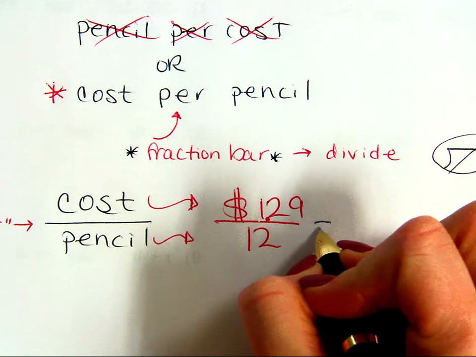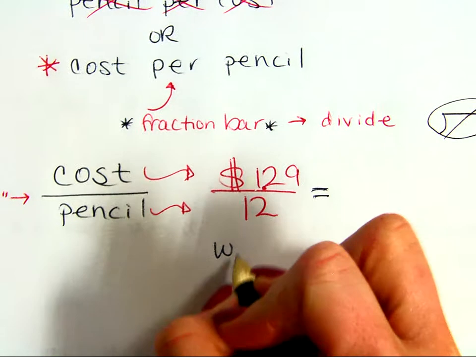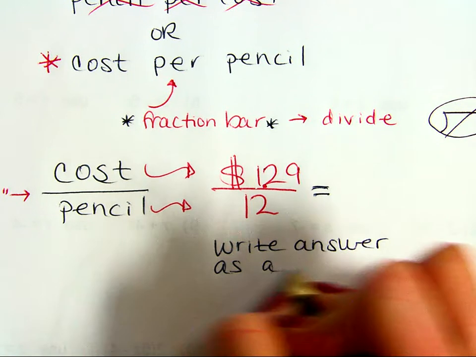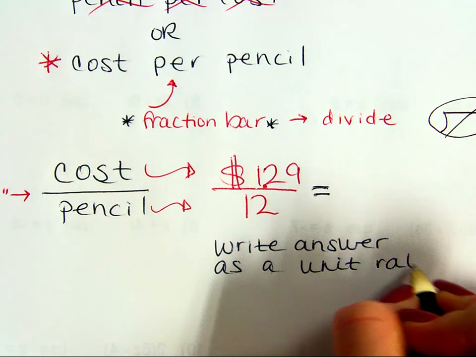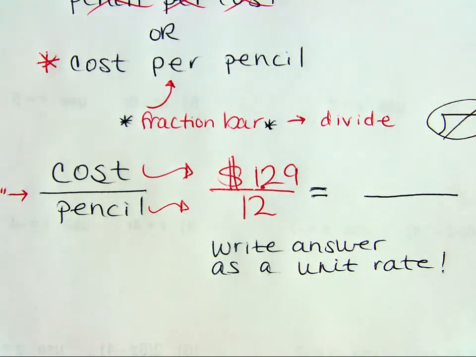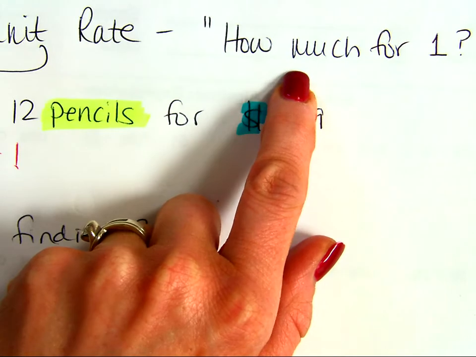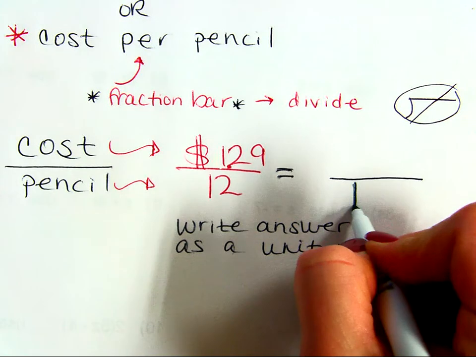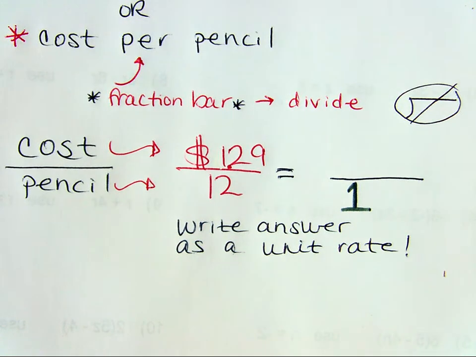So we're going to write the answer as a unit rate. So I want you to put write answer as a unit rate. And what that means is write it as a fraction. And if a unit rate means how much for 1, then my denominator is always going to be a 1. I'm even going to get a marker and just kind of darken that in, because your answer will have a 1 there. Okay? And then I'm always going to ask you, write your answer as a unit rate.